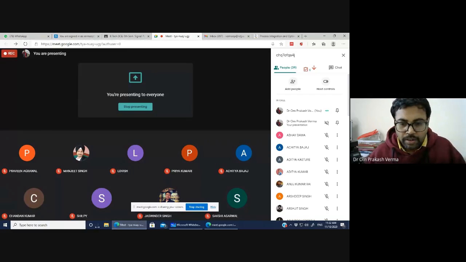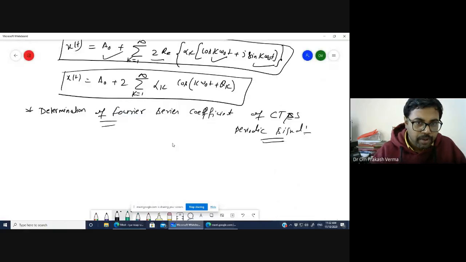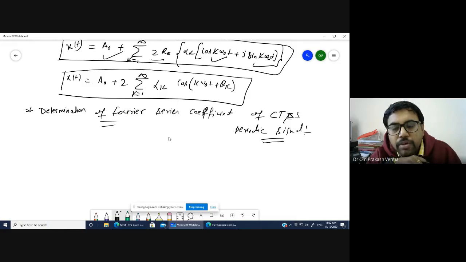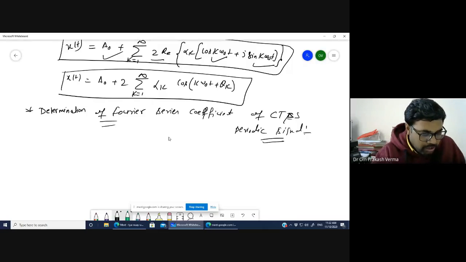Okay, so let's start. We are going to start the determination of Fourier series coefficients for a continuous-time periodic signal. As we know, there is a procedure adopted in order to determine the coefficients of the Fourier series, which is very important. So you know x(t). What is x(t)?